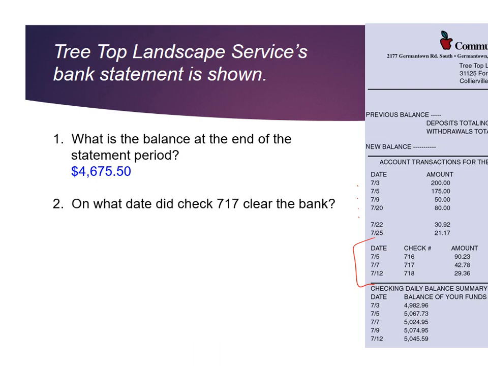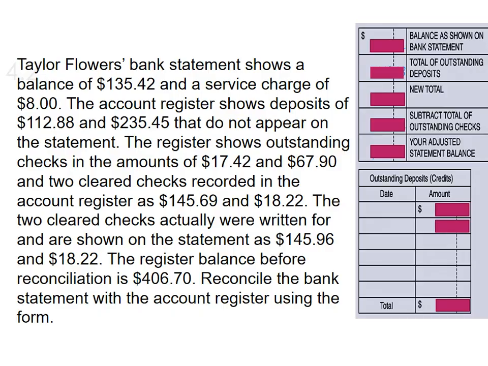On what date did check 717 clear the bank? So if you look down here at your checks, here are your check numbers. 717 cleared on the 7th of July. Now that doesn't mean it was written on the 7th of July. It just cleared that day. And oftentimes it takes a while for a check to be cleared because maybe you have to send it off to someone and then maybe they don't make it to the bank right away. Okay, so here is another example.